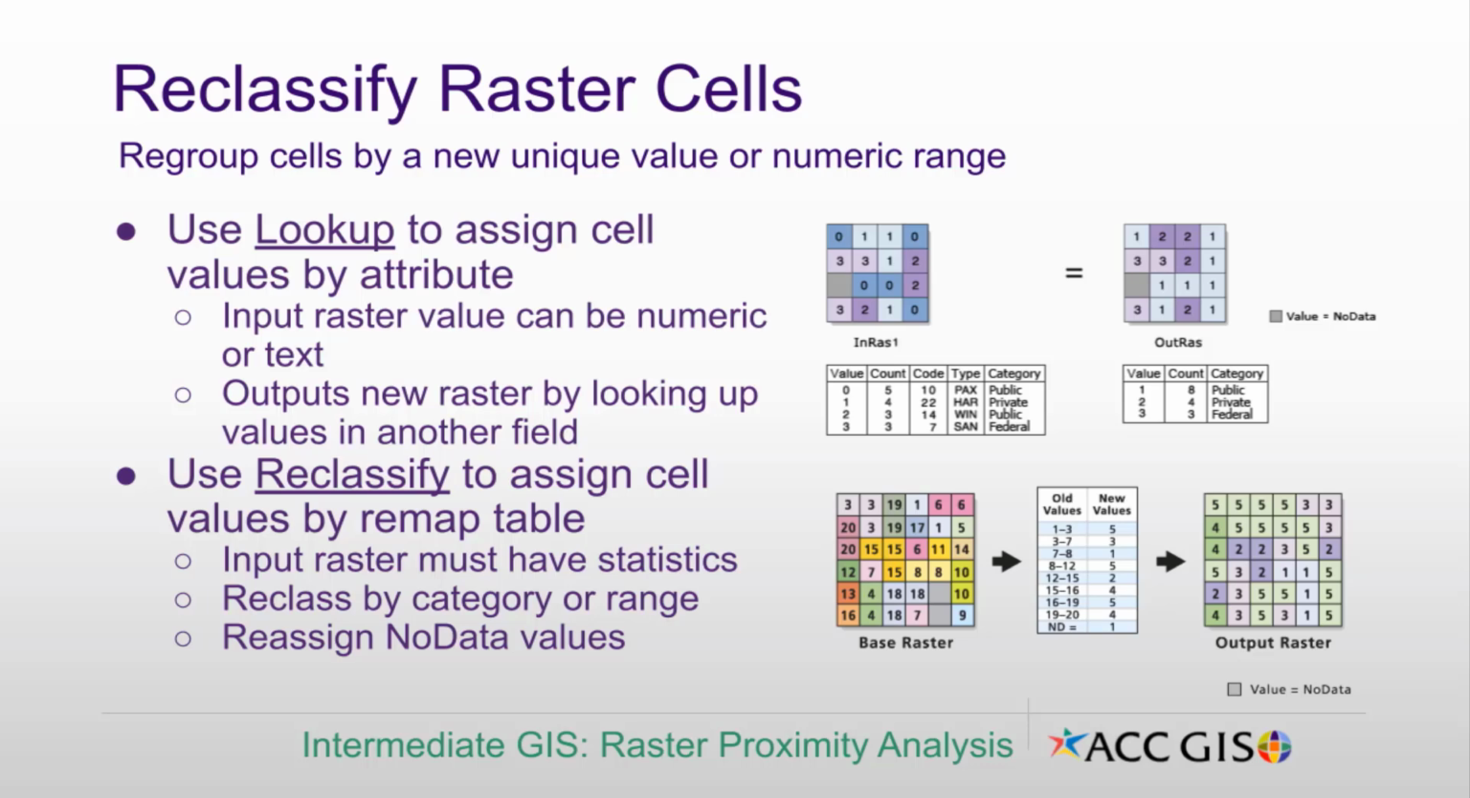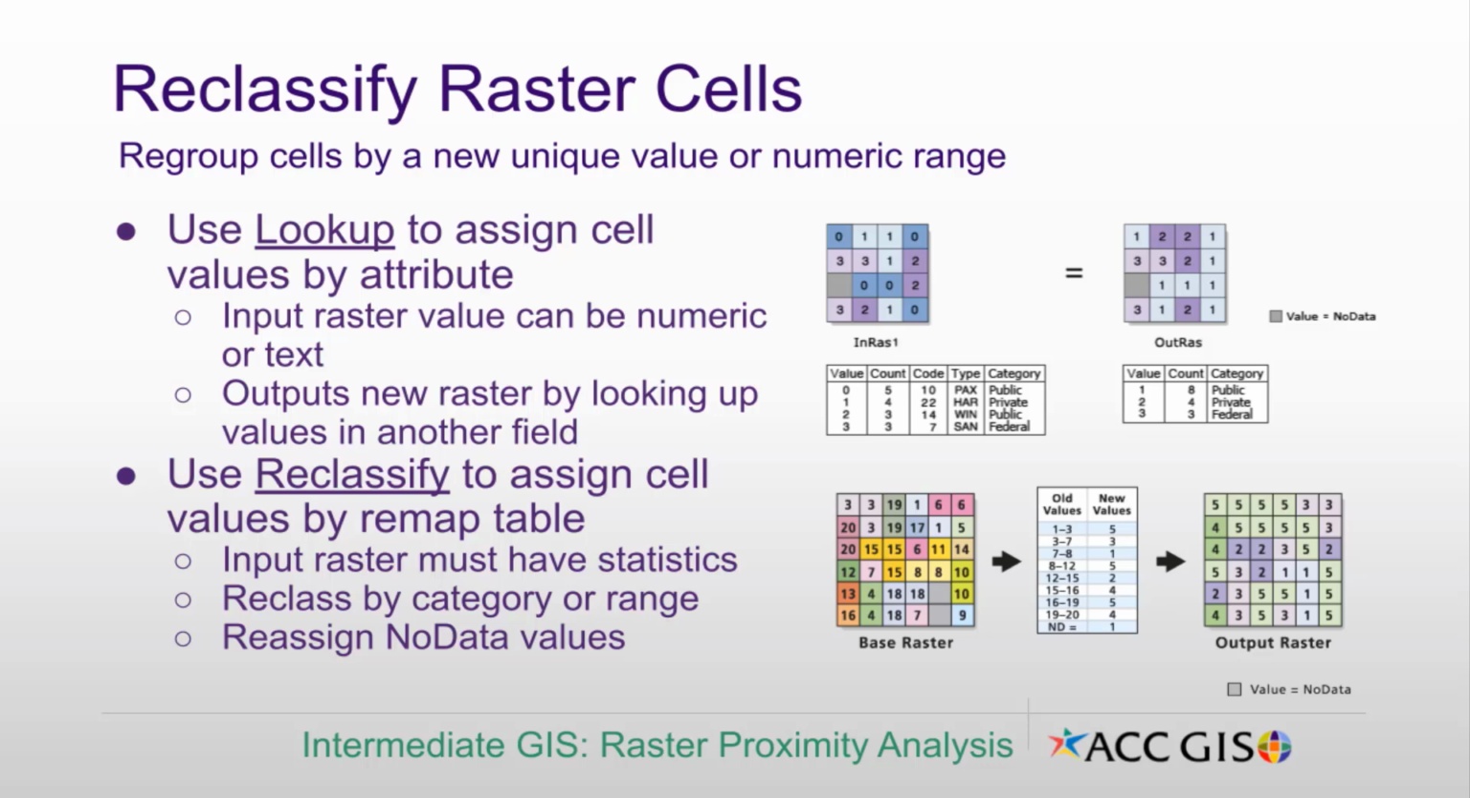Now, the most common tool I use to reclassify a raster dataset is the reclassify geoprocessing tool, where we assign cell values by remap table. And this is one of those geoprocessing tools that requires your input raster dataset to have global statistics already generated. Once you have those statistics calculated, you can reclass by category or range.